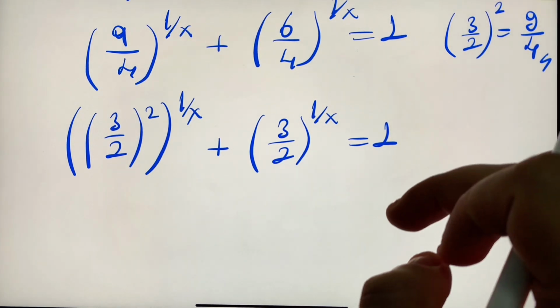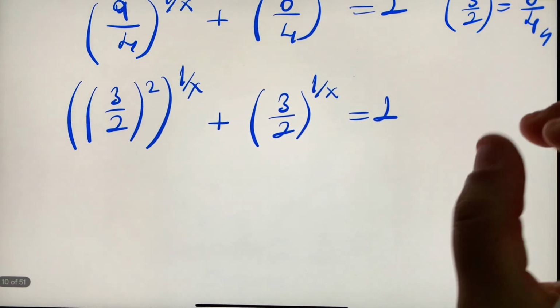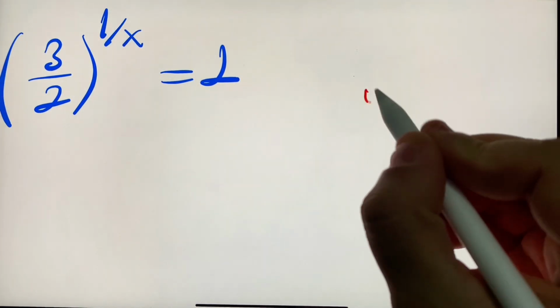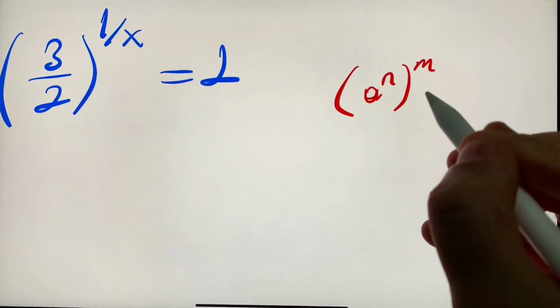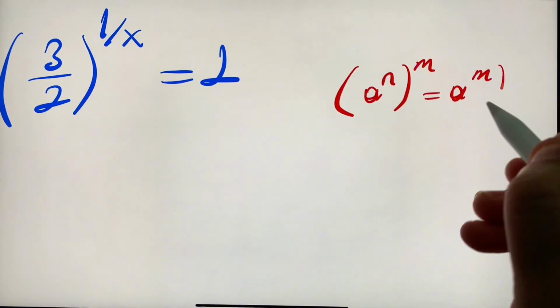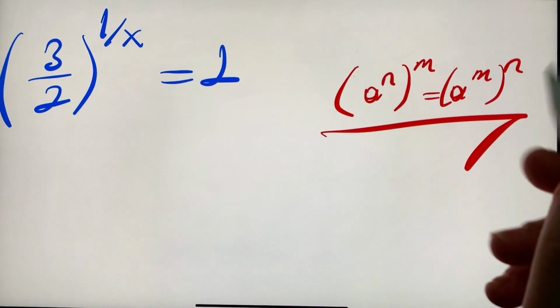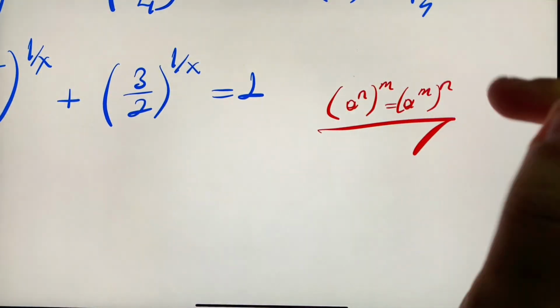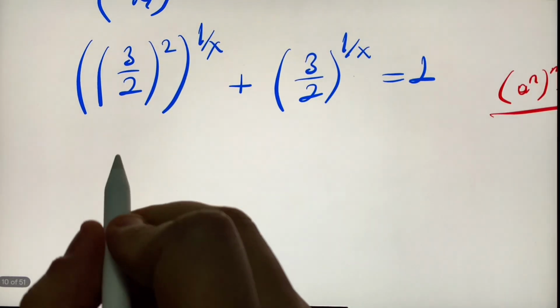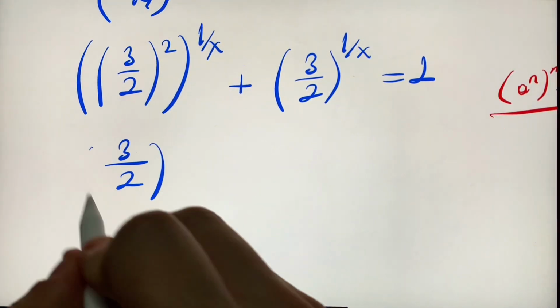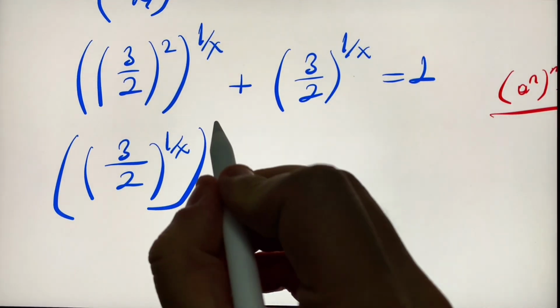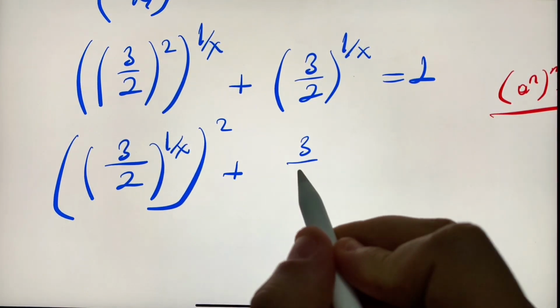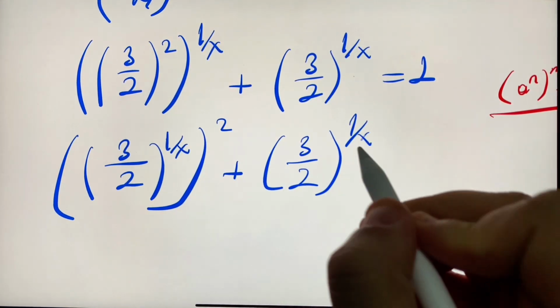Now let's remember the characteristics of exponential numbers again. What were they? a to the power m, to the power n, I could write as a to the power n, to the power m. Then if I apply this immediately in this equation, what will this turn into? 3 over 2 to the power of 1 over x, squared, plus 3 over 2 to the power 1 over x is equal to 1.